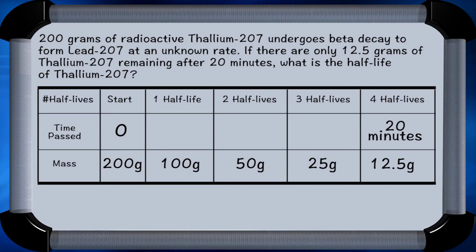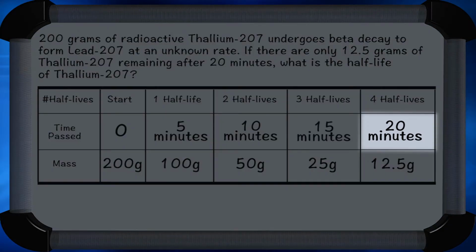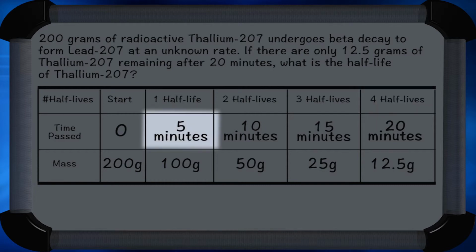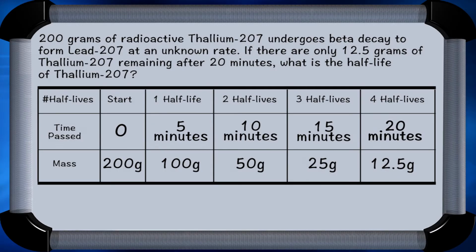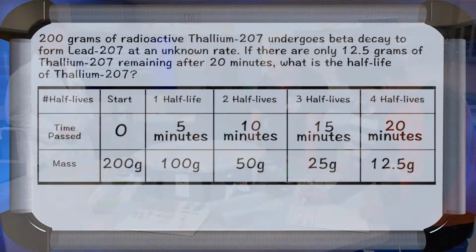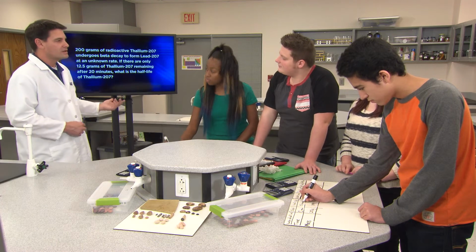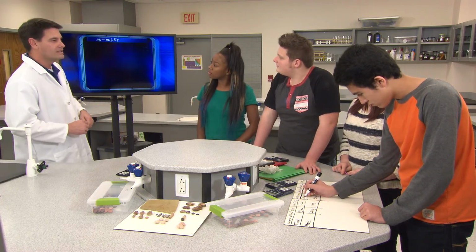Great. Now we know it takes 4 half-lives to get to 12.5 grams. So we now need 4 equal increments to get to 20 minutes. So let's just divide 20 minutes by 4 half-lives to get 5. So a half-life of thallium-207 is 5 minutes. Well done.